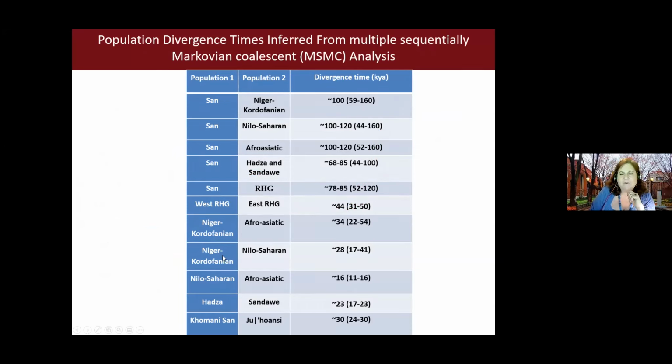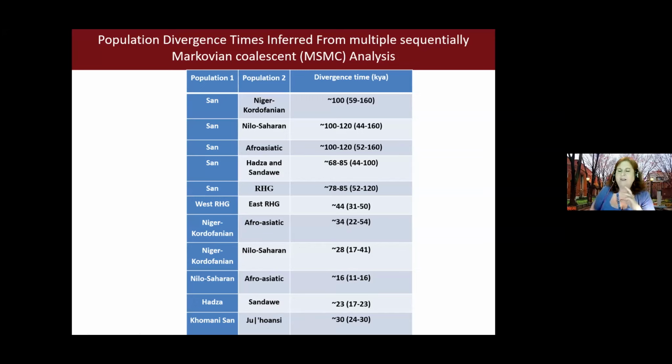And then we see divergence between populations speaking other language families that again is pretty old, ranging from around 16,000 years ago to around 34,000 years ago. But even between some of these groups that speak somewhat similar languages, the Hadza and the Sandawe, for example, diverged around 23,000 years ago. Two different San groups that speak slightly different Khoisan languages diverged around 30,000 years ago.